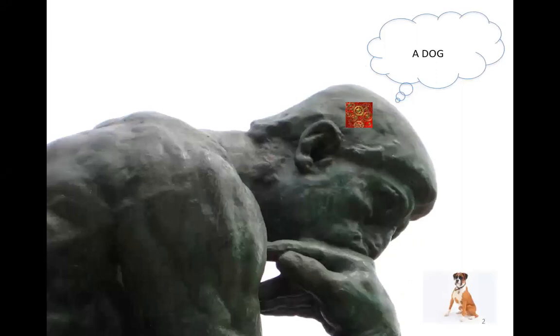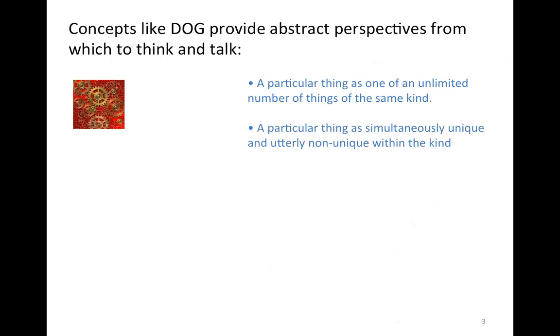Even our simplest lexically expressible concepts such as dog, table, or tree provide abstract perspectives from which to think and talk about things in the world. So, for example, the concept dog provides an abstract perspective from which to think about and talk about the world, in which a particular thing is thought of as being one of an unlimited number of things of the same kind.